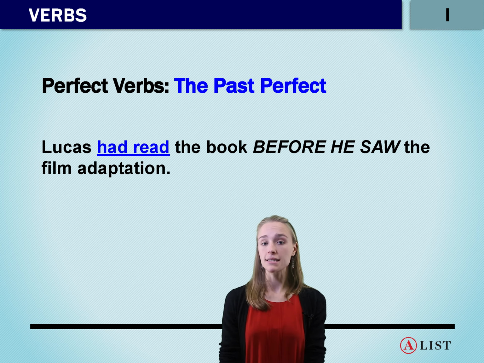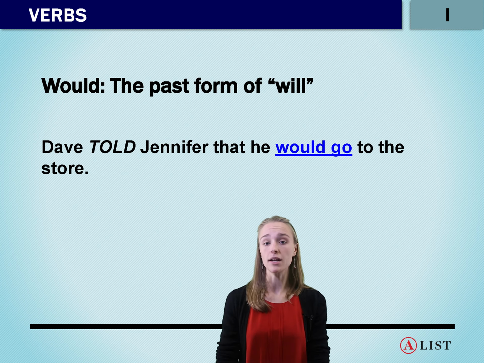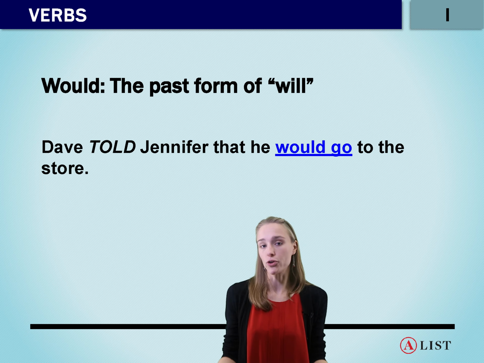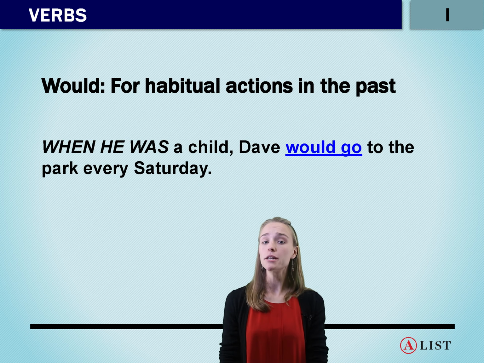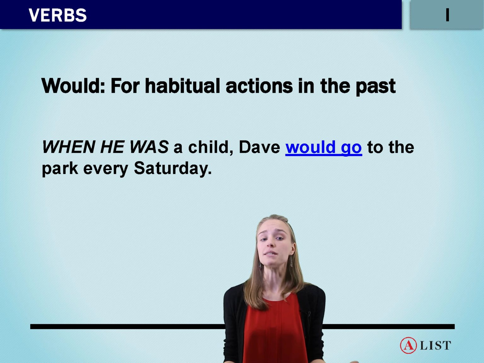One word that you may see showing up on the test is would. It has three typical uses. First of all, we have the past form of will. So Dave told Jennifer that he would go to the store. The past form of saying, I will go to the store. The second way that we can use this word is for habitual actions in the past, things that happened commonly or frequently. When he was a child, Dave would go to the park every Saturday. We can see it was a common event every Saturday, so we would say he would go to the park.